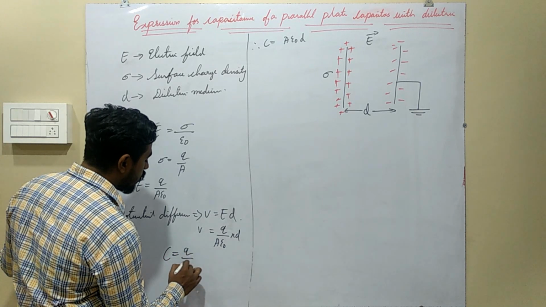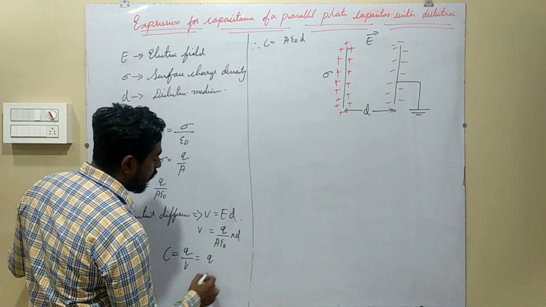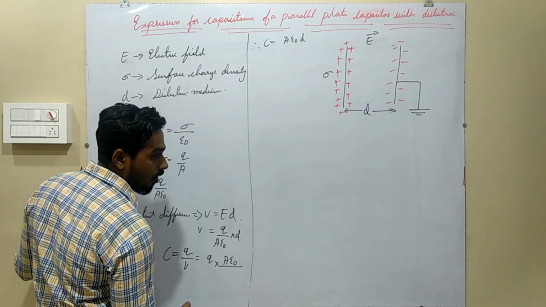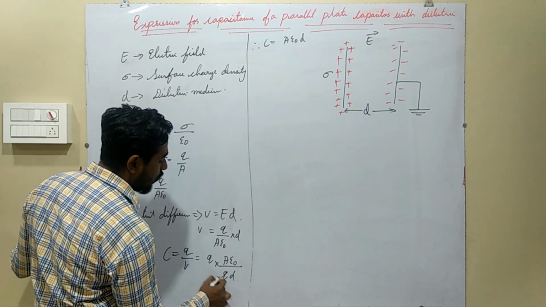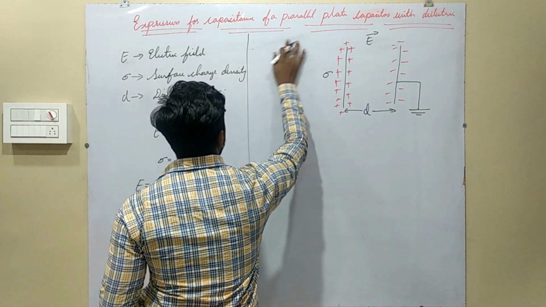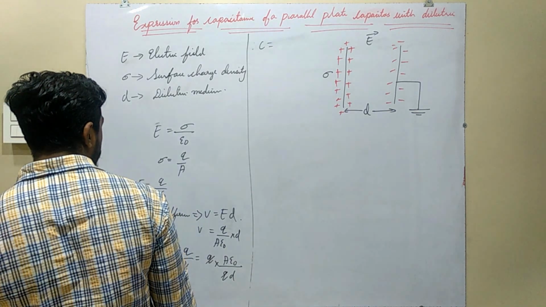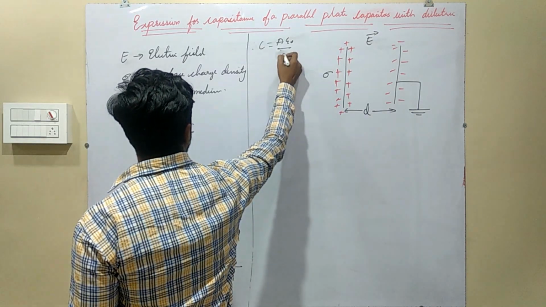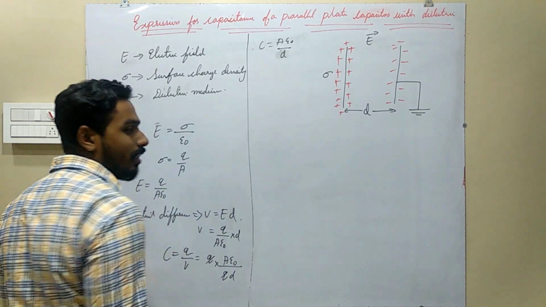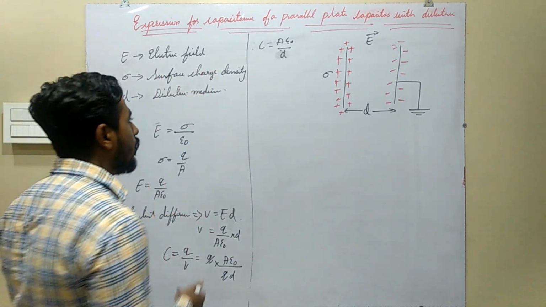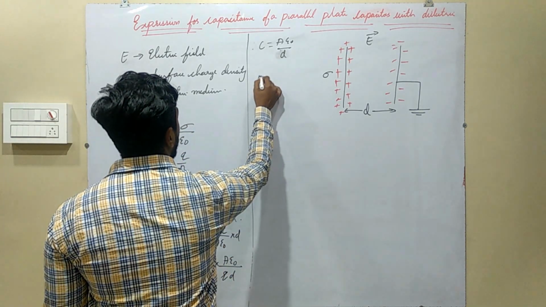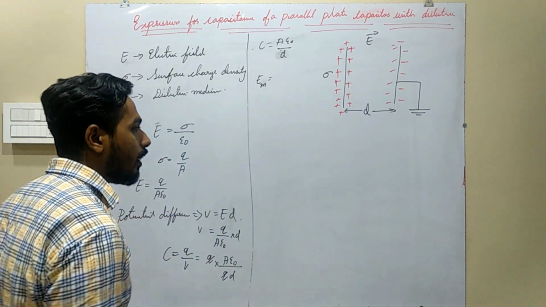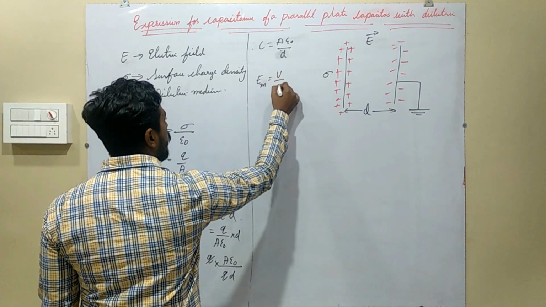We know that C is equal to Q by V, Q as it is, and V value is reciprocal, that is A epsilon naught divided by Q into D. Therefore Q and Q get cancelled. Therefore we clearly get C is equal to A epsilon naught divided by D. Now we got this value of C. This is without dielectric. Now when we introduce a dielectric, we take EM, the electric field of the medium, which we can write as V by D.